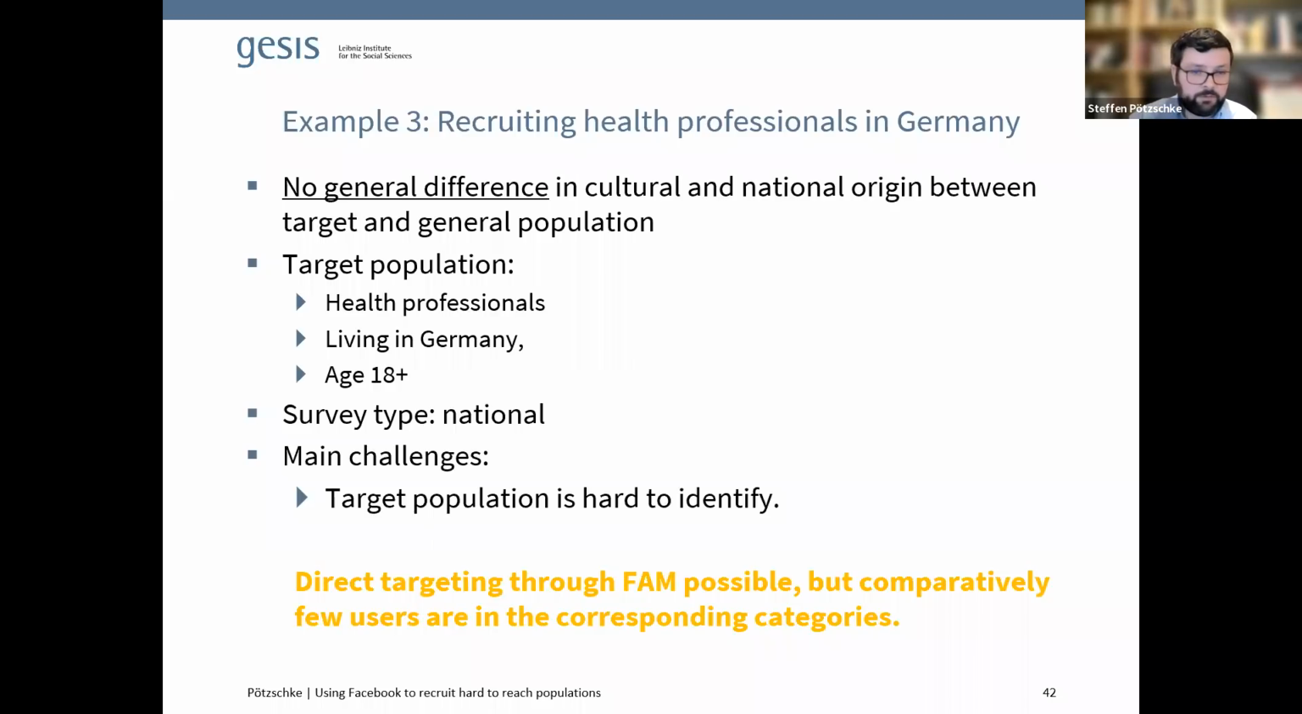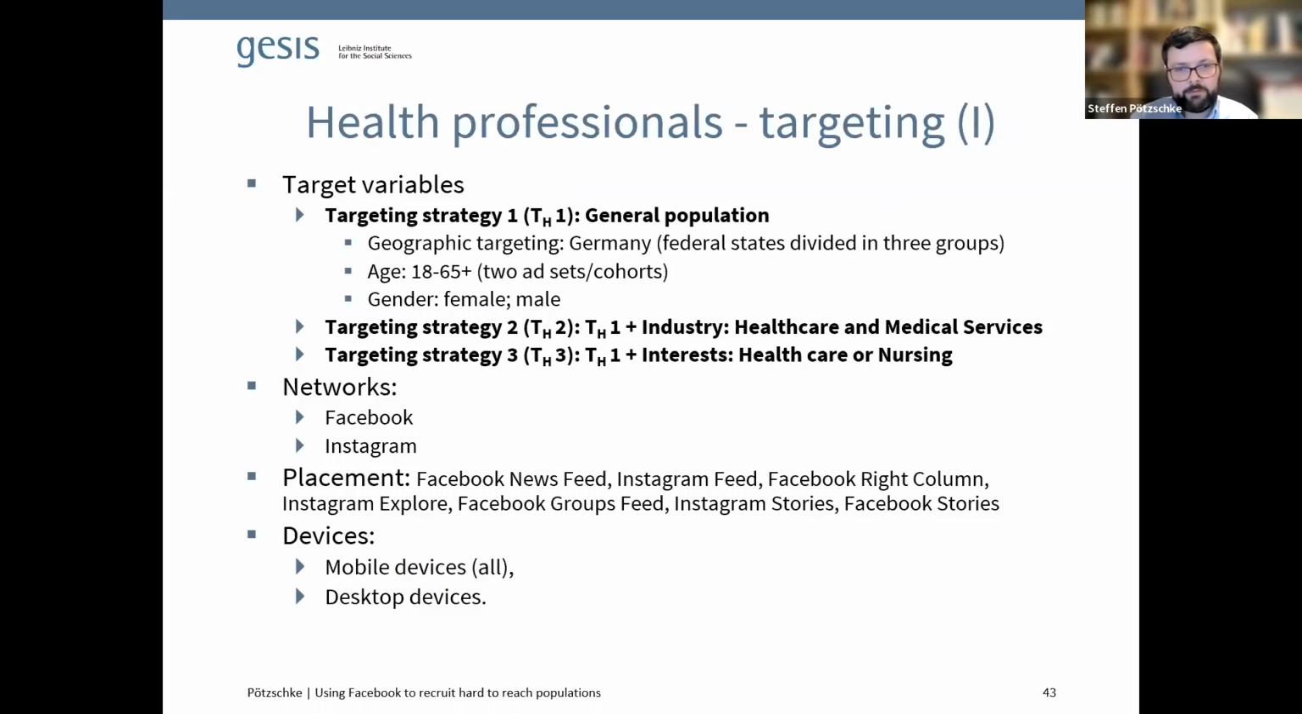Again, in this case, we have a possibility to target them directly using the industry indicator I mentioned before. But if we do this, we have a very narrow and small target population, which is why, much like in the previous example, we combine 3 different strategies.